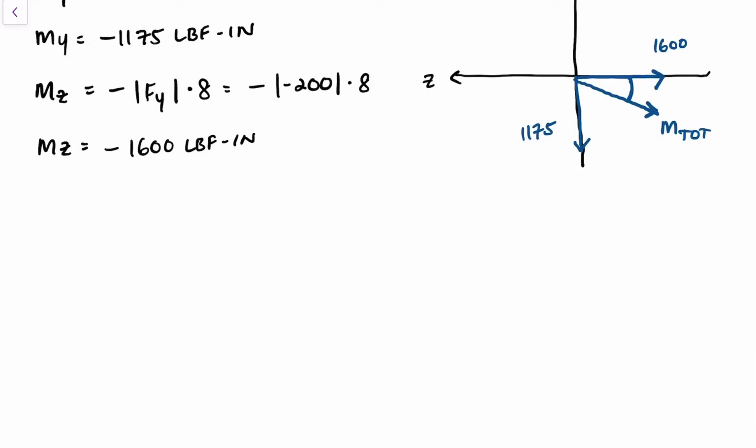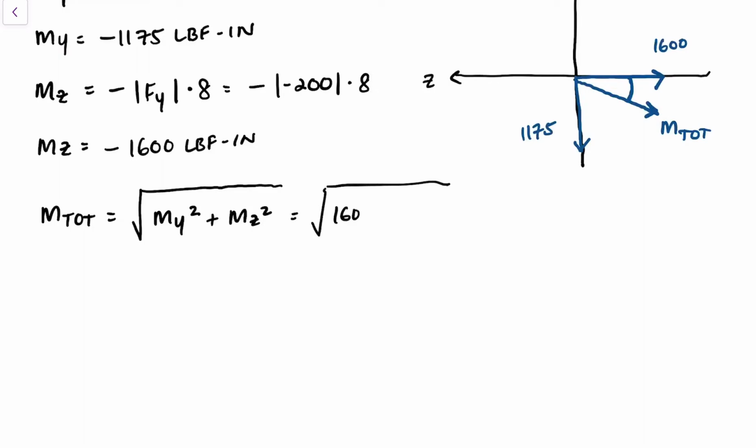So m total is just basically the sum of squares, which is equal to square root My square plus Mz square, which is 1600 square plus 1175 square. So m total, or the resultant moment, is 1985 pound inches. So this value right here is 1985.